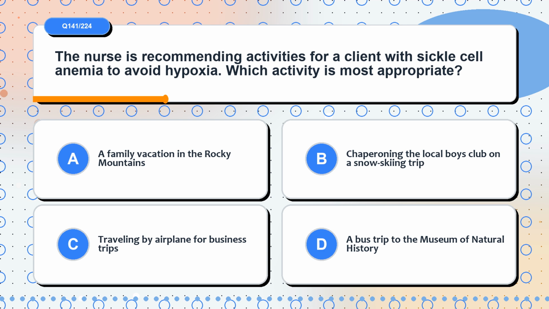Which activity is most appropriate? Here are the options. Option A, a family vacation in the Rocky Mountains. Option B, chaperoning the local boys' club on a snow skiing trip. Option C, traveling by airplane for business trips. Option D, a bus trip to the Museum of Natural History.